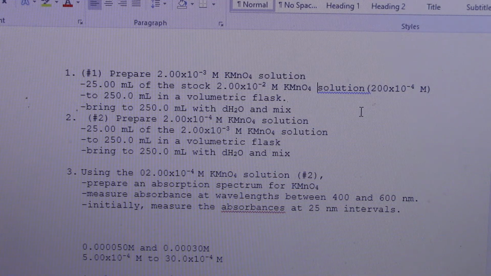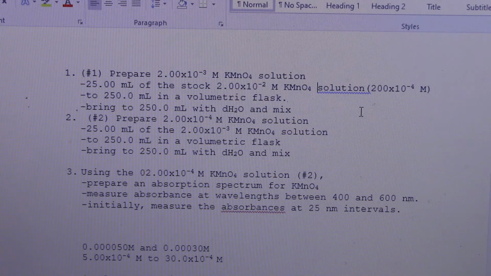I'm going to add it to a 250 mL volumetric flask, and I do that carefully. I'll show you how I'm going to do that carefully. Then I'm going to mix it up, set it aside, and label it as 2.00 times 10 to the minus third molar potassium permanganate.